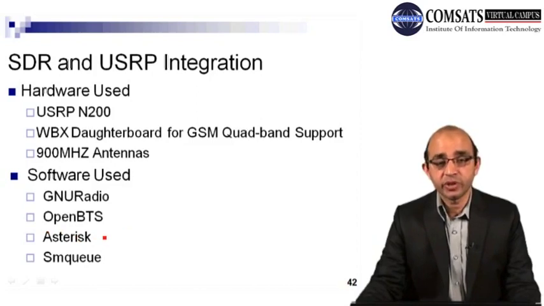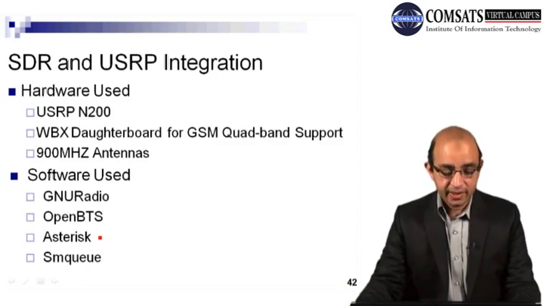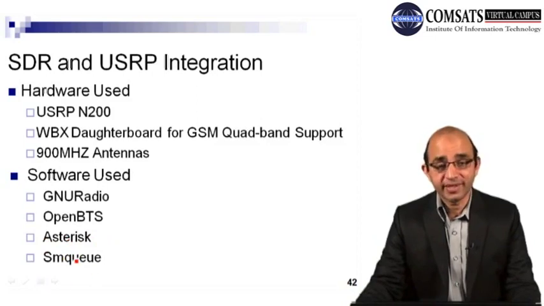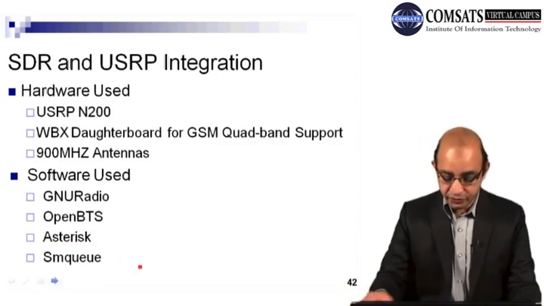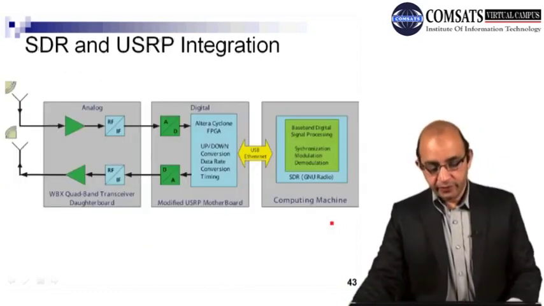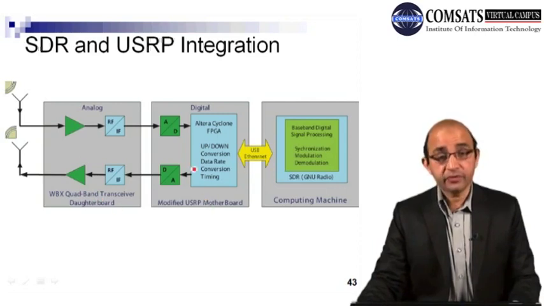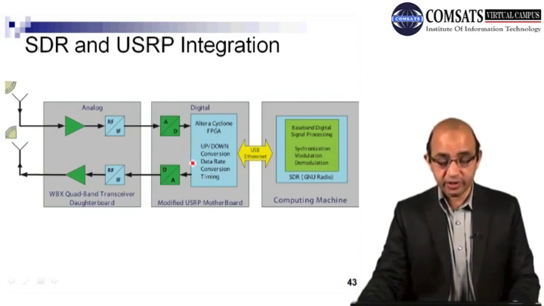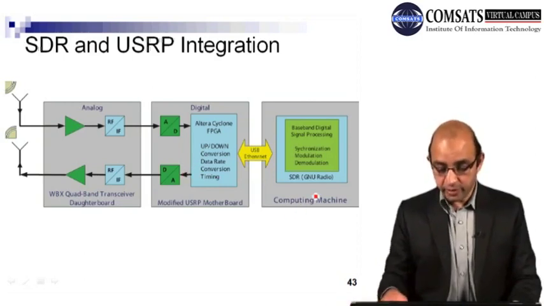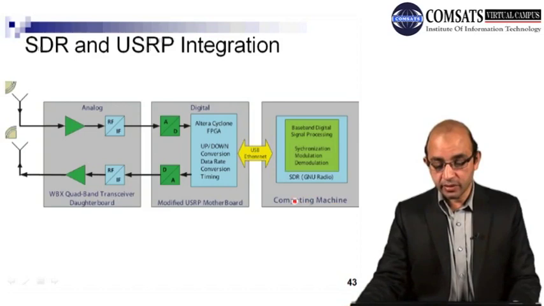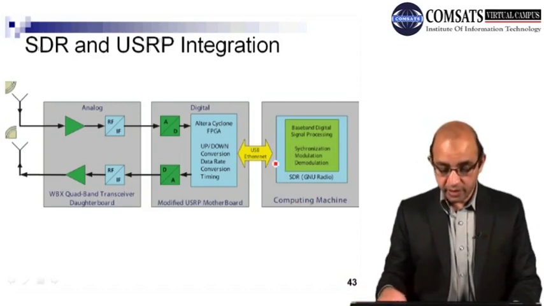where the calls are being switched, right? So we are using a soft switch, that is Asterisk. Again, it is open source, and this is a soft switch. And then in order to support SMS service, we are using SMS queue. So here we have the front end, right, provided by those transceivers, daughter boards, and here is the hardware, that is the USRP kit or modified USRP kit. And this is the computer, and this kit is connected to the computer via Ethernet, right?